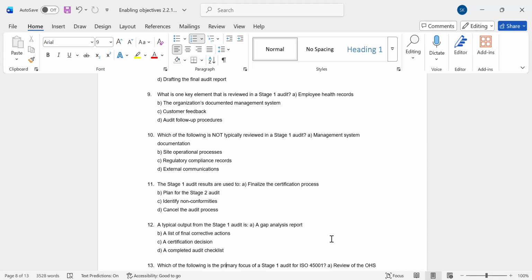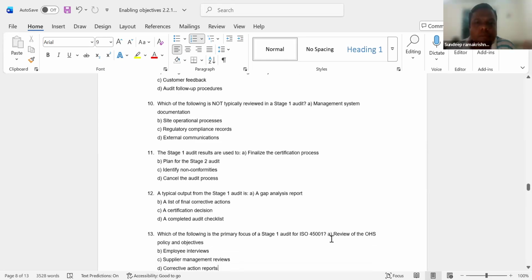Next one, 11th. The stage 1 audit results are used to: A. Finalize the certification process. B. Plan for the stage 2 audit. C. Identify non-conformities. D. Cancel the audit process. So the answer is B. Correct.